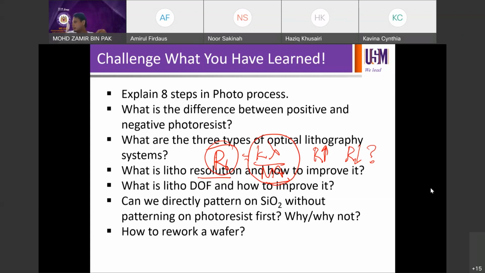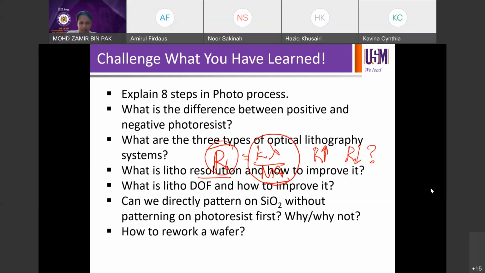What is DOF? Okay, depth of focus. What is depth of focus then? Do you want your depth of focus to be big or small? Yeah. Okay. We will go through this part, depth of focus. These are one of the important things.